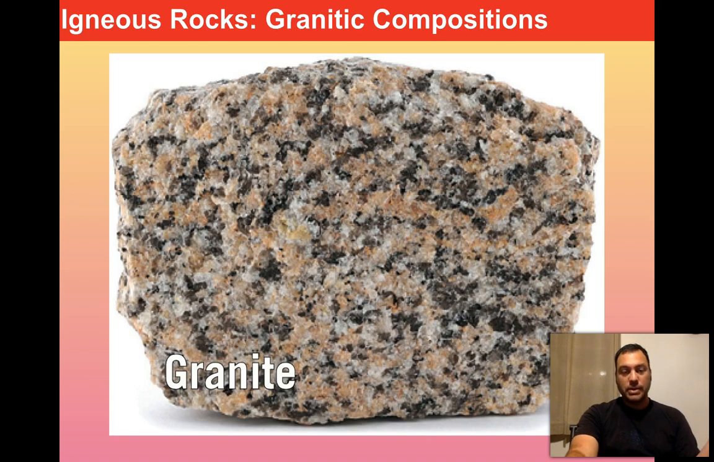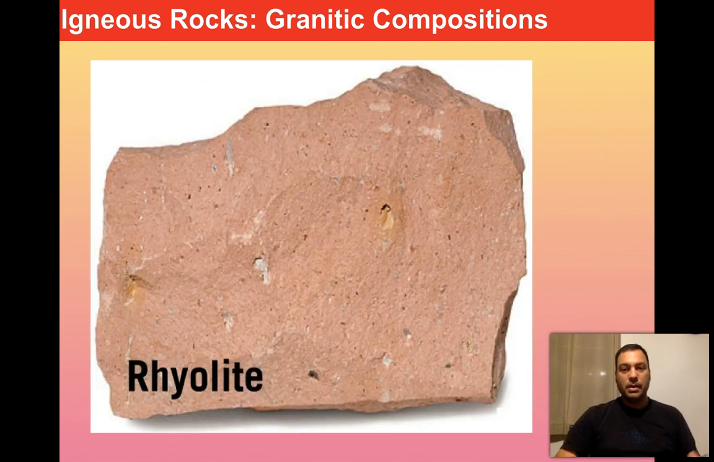Okay, now let's go to it, and notice that because it's got visible structure, or visible crystals, we would call this a phaneritic rock. Phaneritic meaning visible crystals. Here is a rock called a rhyolite that has exactly the same chemistry.